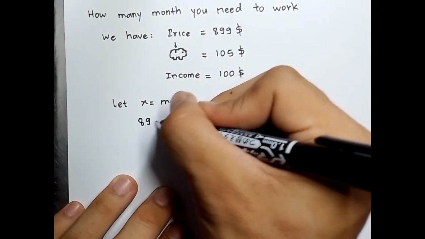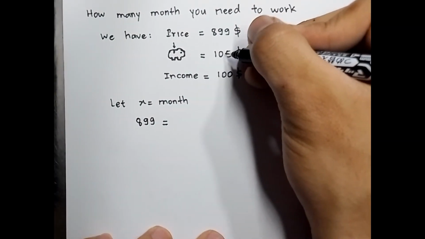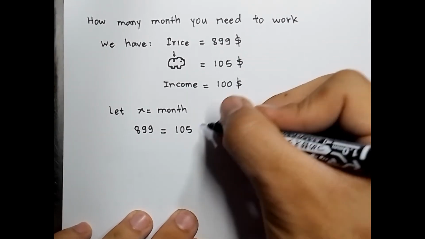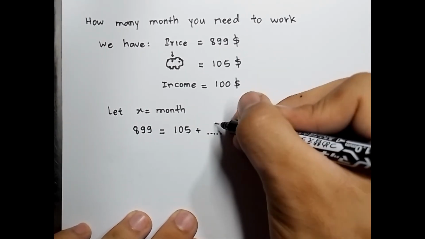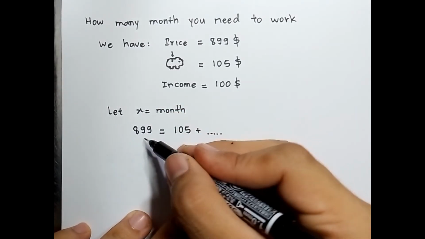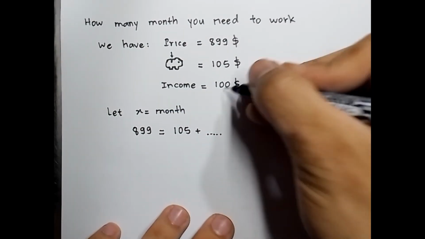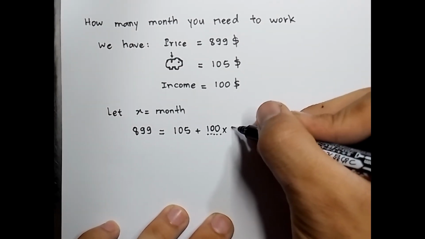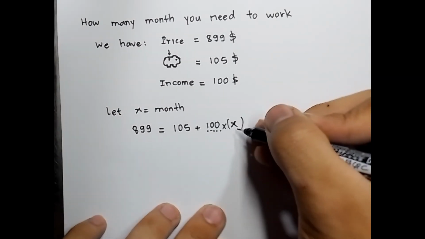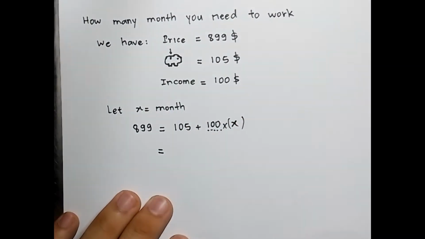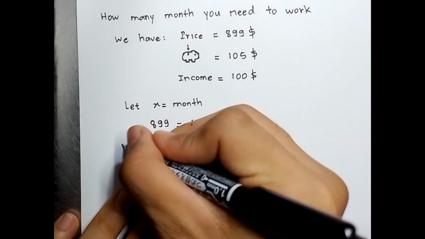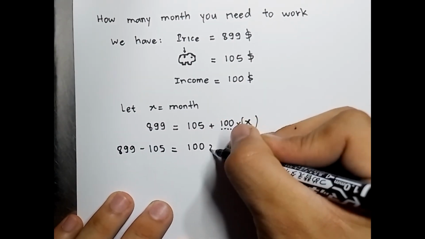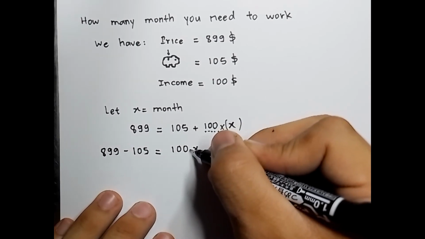The goal is $899. We have $105 in the piggy bank, so how much more money do I need? In order to find that out, you can just write 100 times x. x is the number of months that we need to work, because you save $100 each month. I throw 105 to the left side, we have 100x, and here I put a dot representing the multiplication.